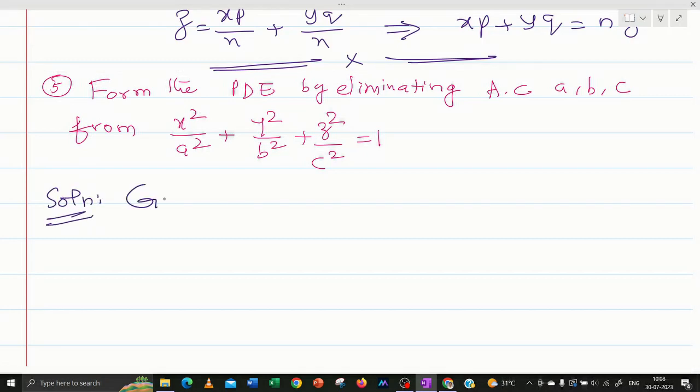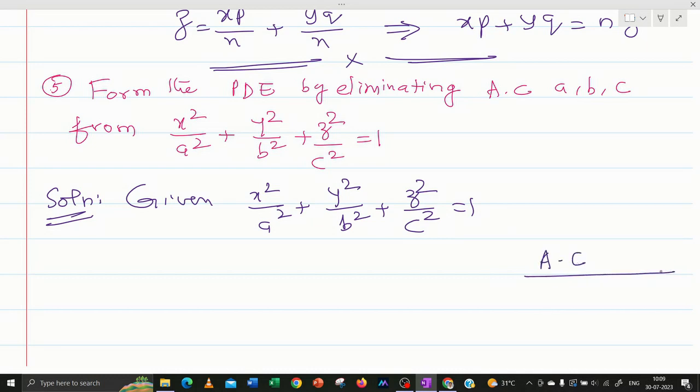So what is given here? The given equation is x square by a square plus y square by b square plus z square by c square equal to 1. Here the arbitrary constants are a, b, c, and the independent variables are x, y.